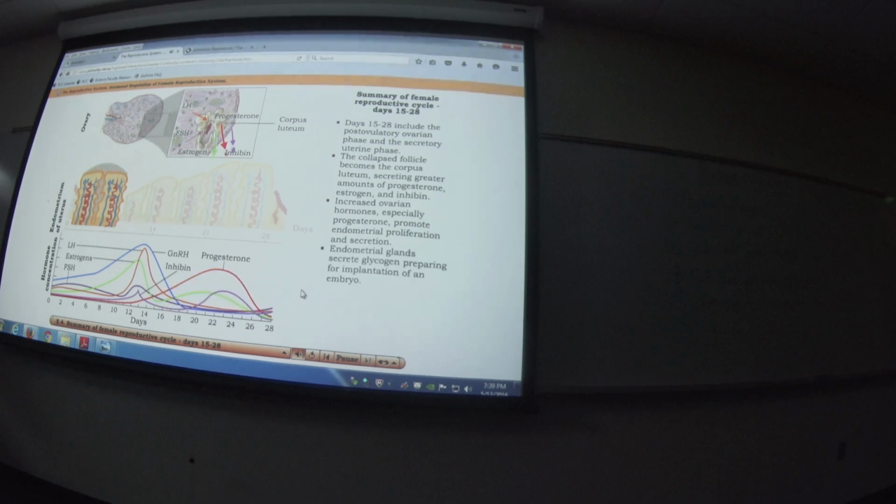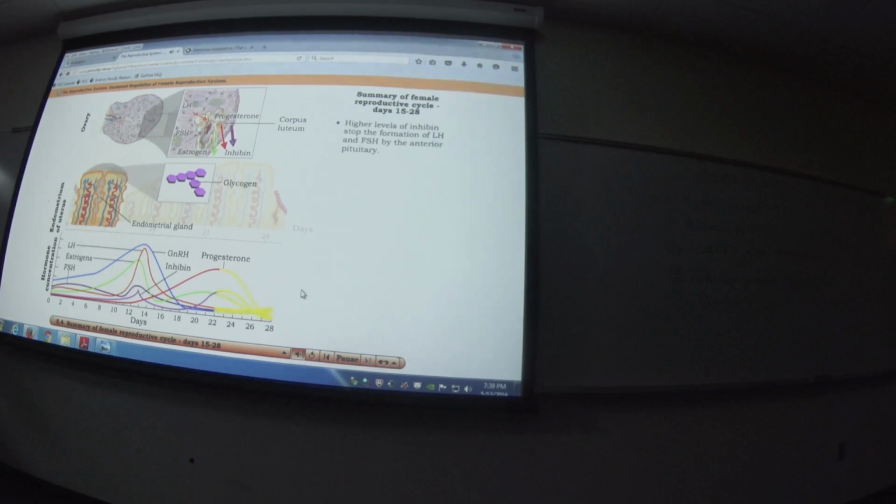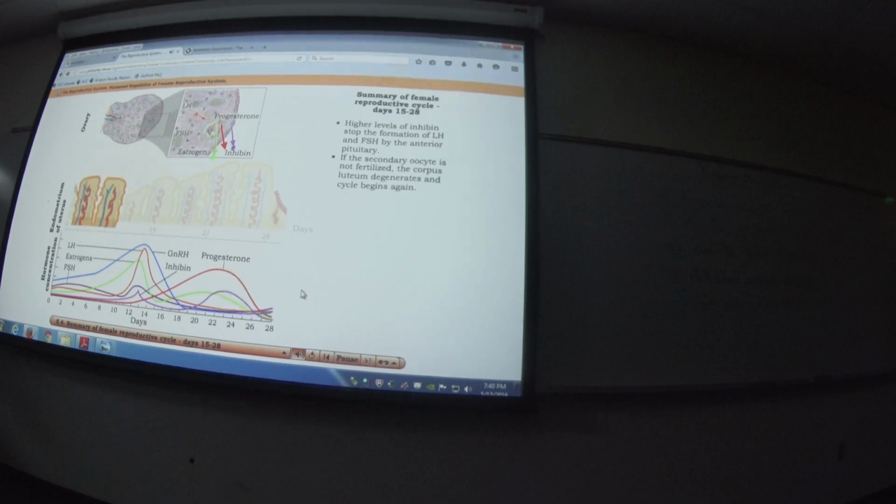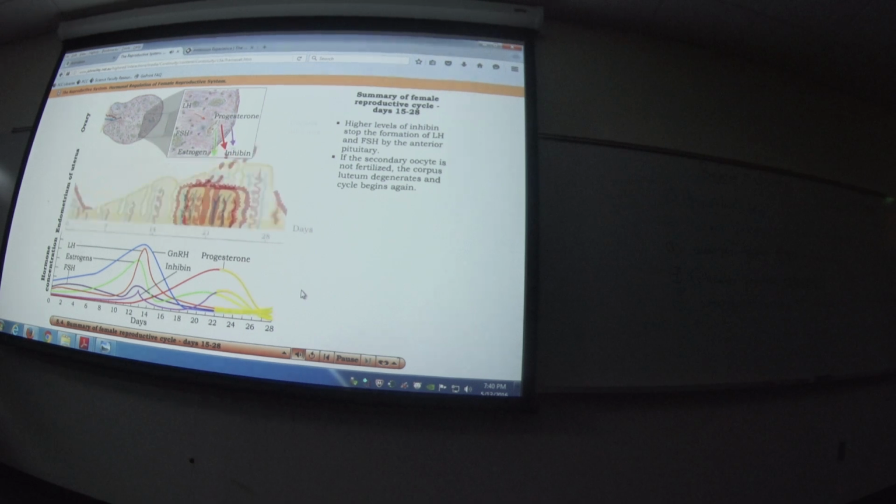Glycogen is secreted from the endometrial glands to prepare for a possible embryo. Increased secretion of inhibin hormone signals the anterior pituitary to decrease secretion of FSH and LH. If the secondary oocyte is not fertilized, the corpus luteum disintegrates and the cycle begins again.